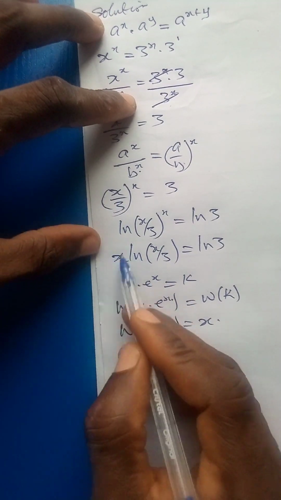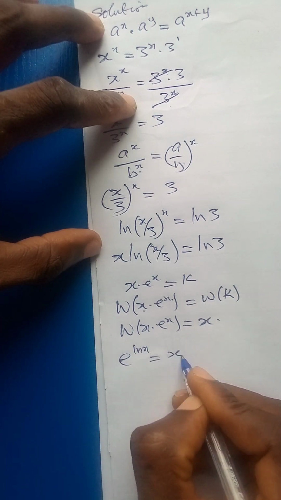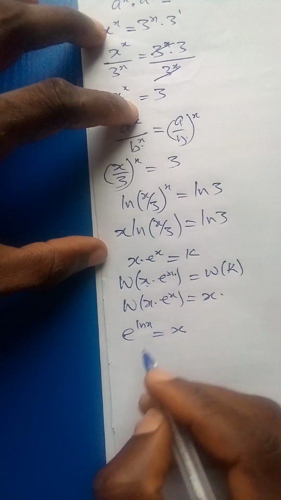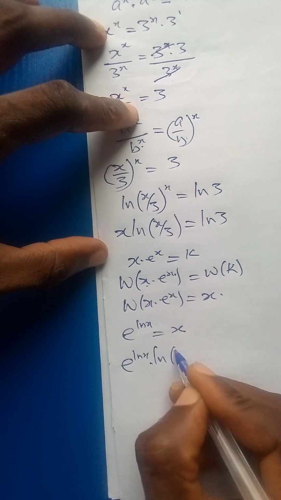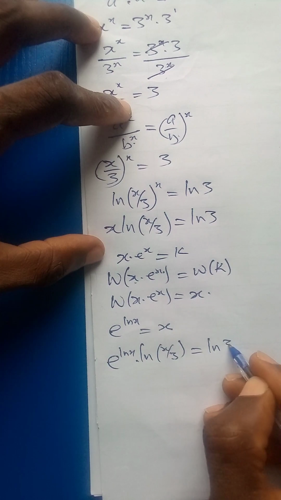I'll first of all concentrate on this part. If I have e to power ln x, it is also equal to x. So instead of writing x, I'll write e to power ln x. That becomes e to power ln x times ln of x over 3 is equal to ln 3.